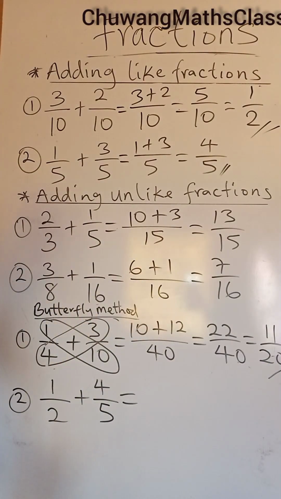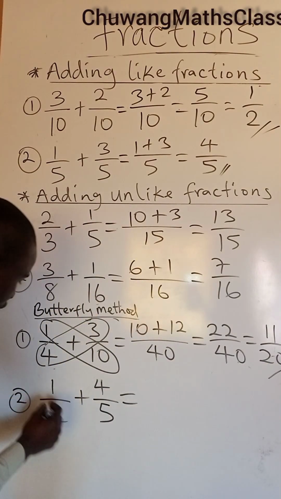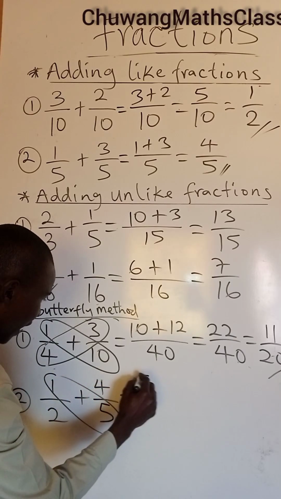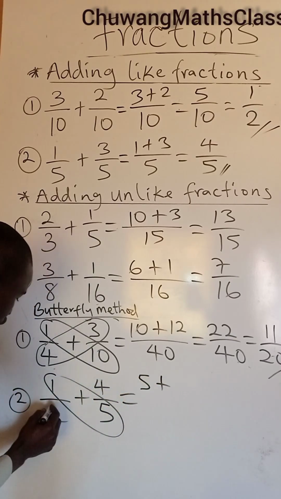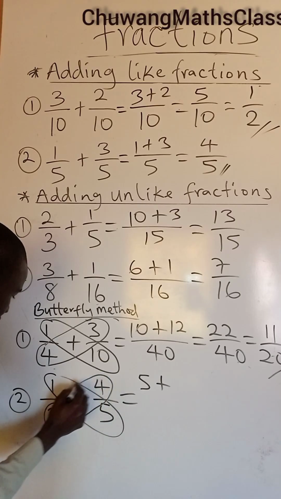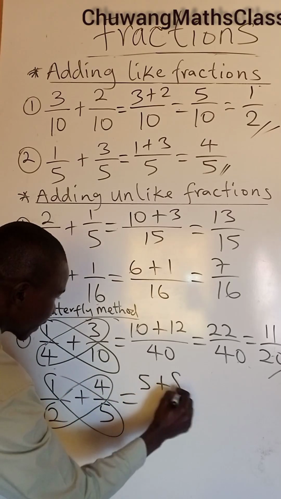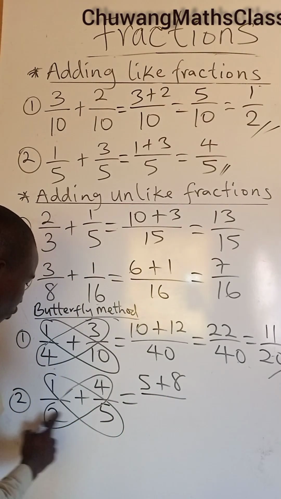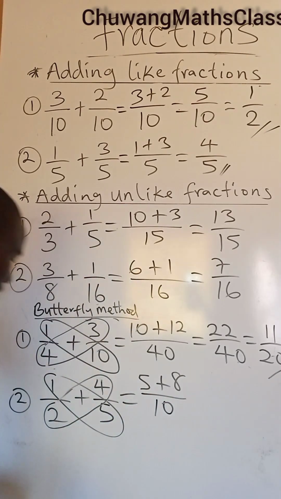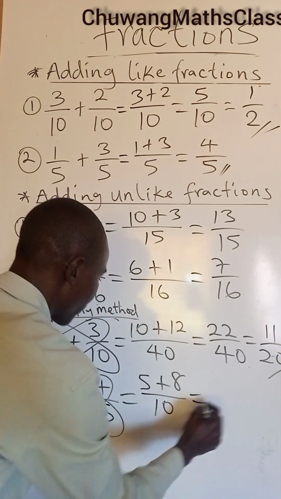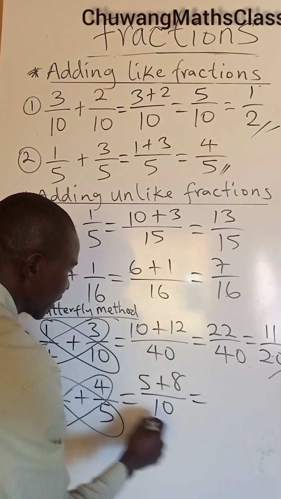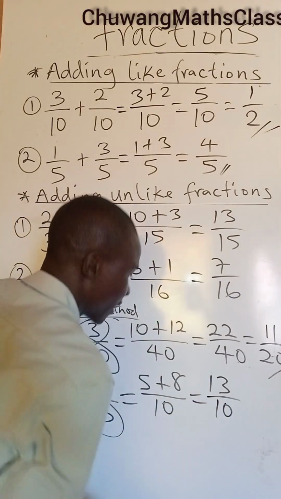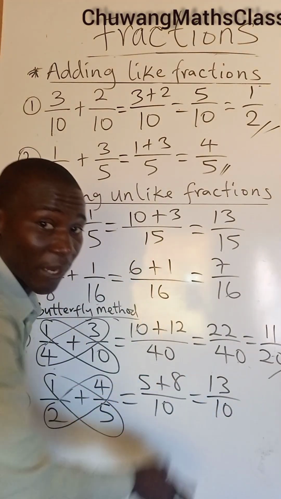Now here, we also do the same thing. 1 times 5 will give us 5. Then plus 2 times 4, this will give us 8. Now all divided by 2 times 5, this will give us 10. So here, 5 plus 8 will give us 13. Then all divided by 10. This is an improper fraction.